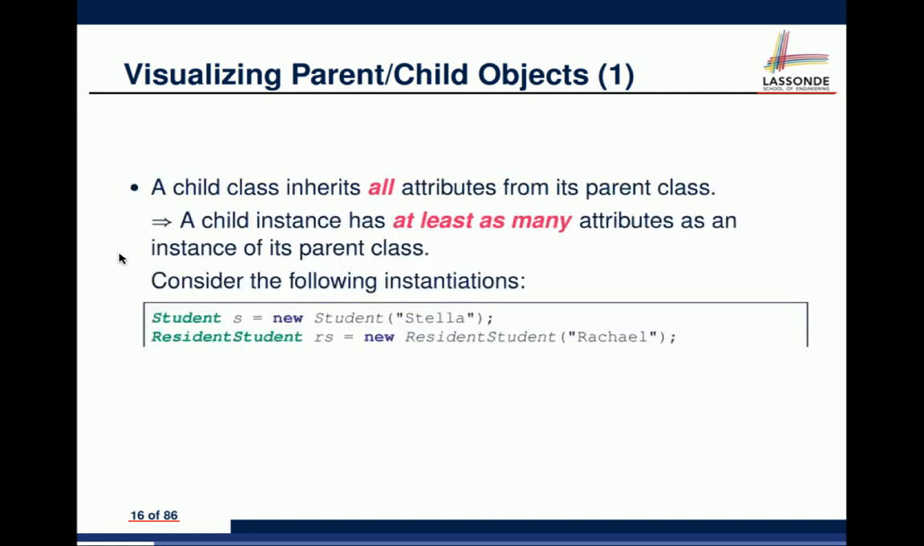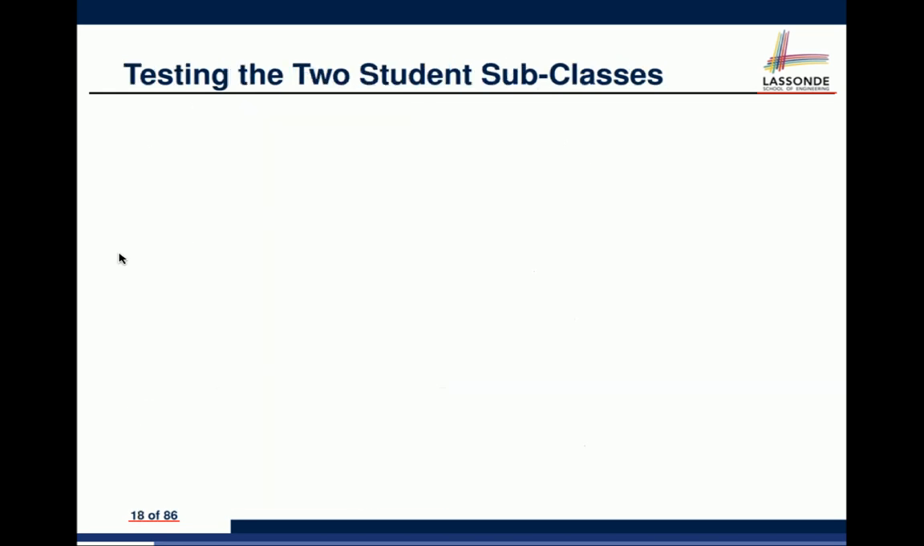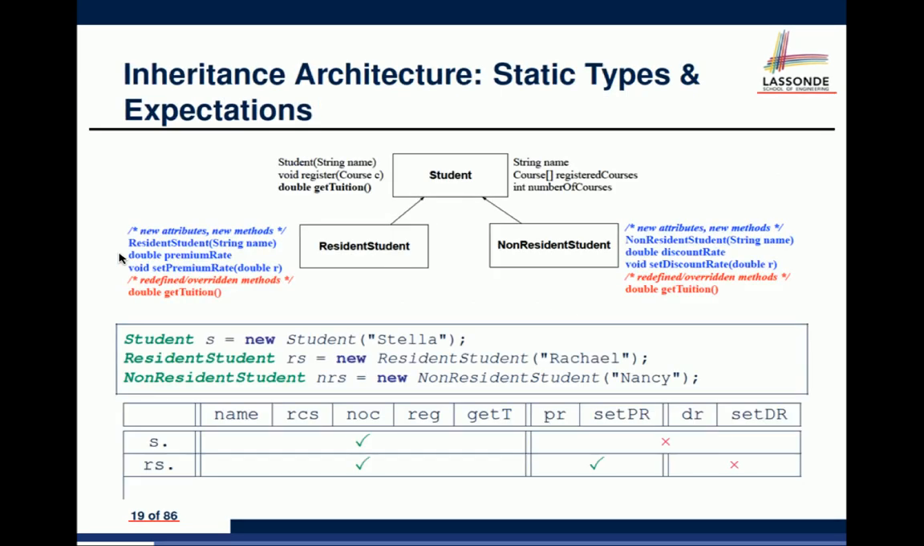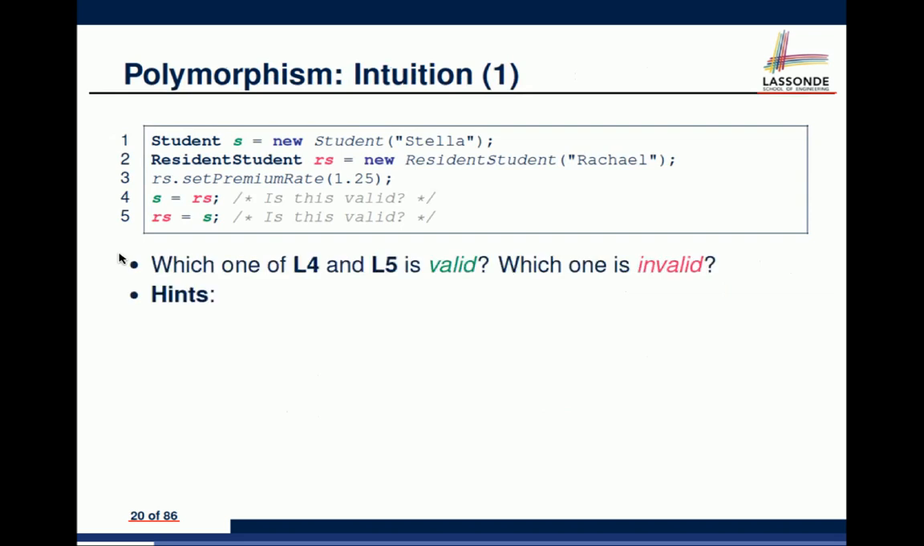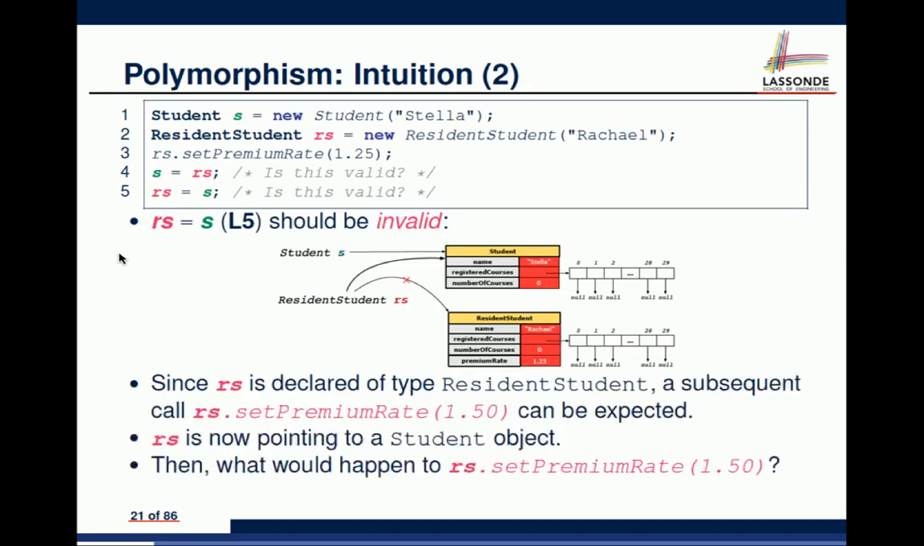How do you visualize your objects? I want to show you something here. That's something we covered last time as well. Let me go directly to this diagram. Polymorphism, dynamic binding, intuition, that's also covered. Let me just go quickly.